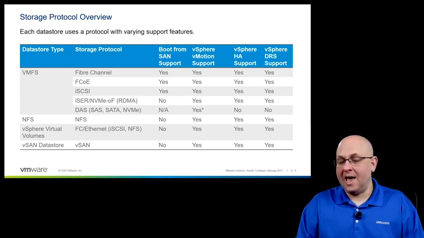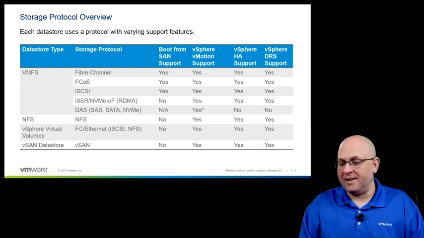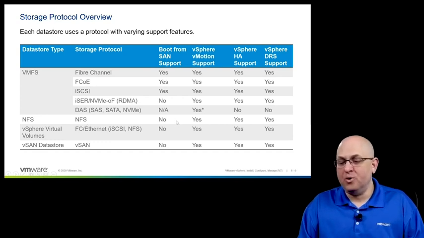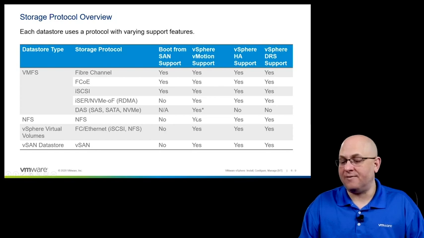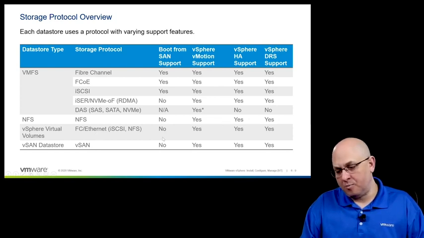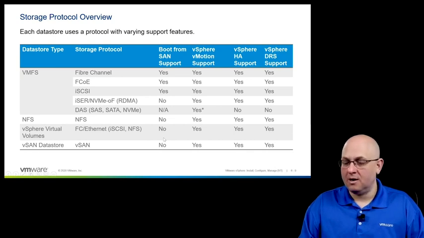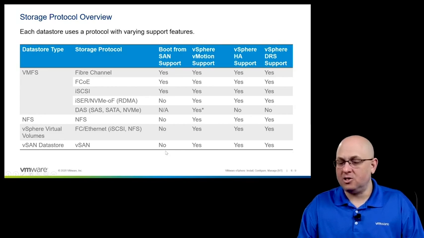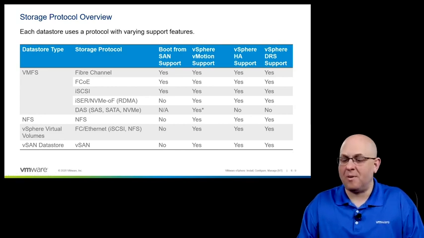Now, when it comes to NFS, we're using an NFS storage protocol. Boot from SAN is not supported on NFS, but all of these other features are. For virtual volumes, also boot from SAN is not supported, okay? But vMotion, HA, and DRS certainly are supported. And the same thing holds true with a vSAN datastore. It is shared storage, but we don't support direct boot from it.